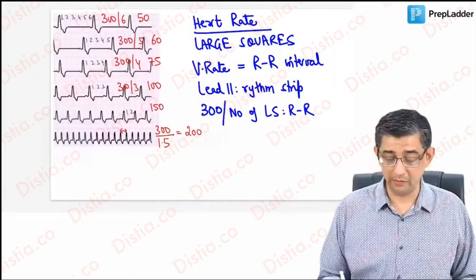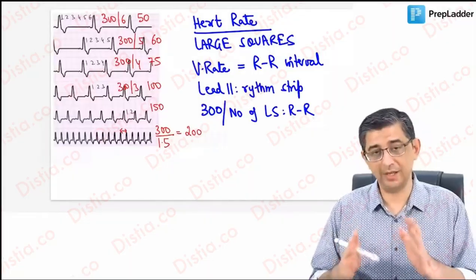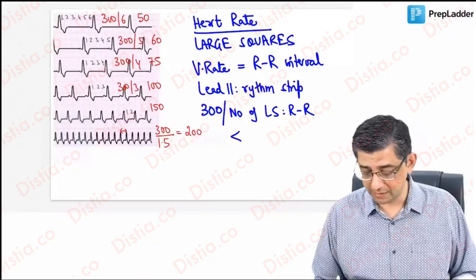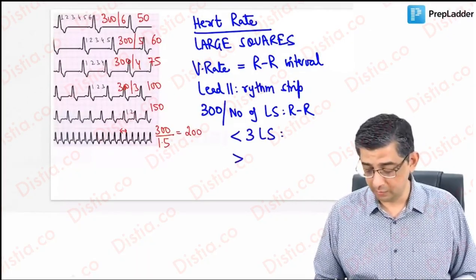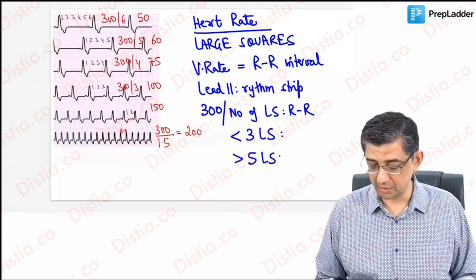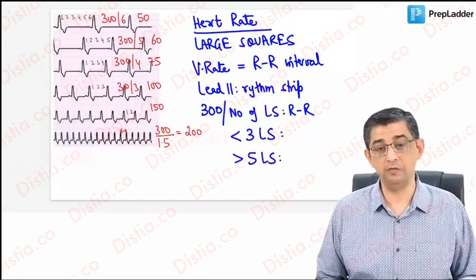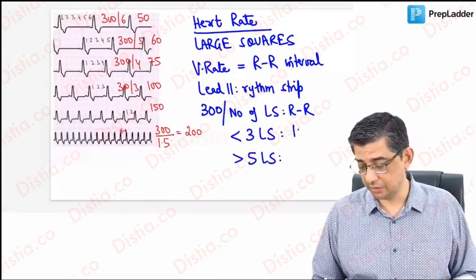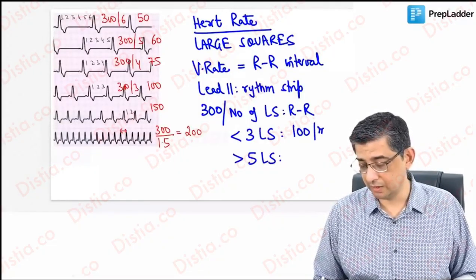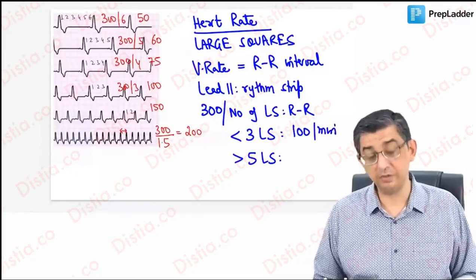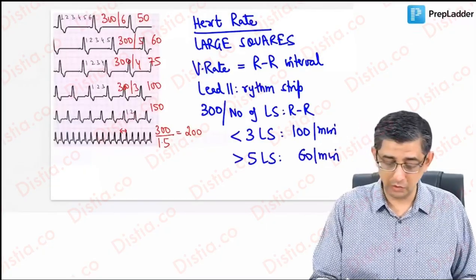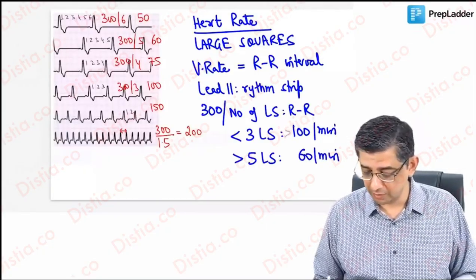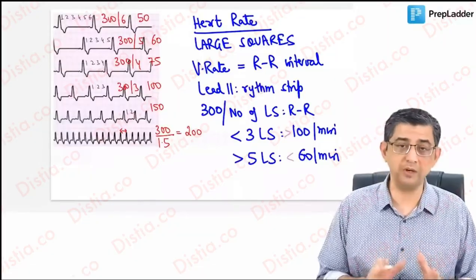So the carry home message is, if you find less than 3 large squares separating R and R, and if you find more than 5 large squares separating R and R, there's a lot of difference. If it is less than 3 large squares, the RR interval, then there is definitely a tachycardia occurring in the patient. Whereas if it is going to be more than 5, then the heart rate is going to be less than 60. You see, normal physiology values you are anyway familiar with. I just want you to remember the number 35.